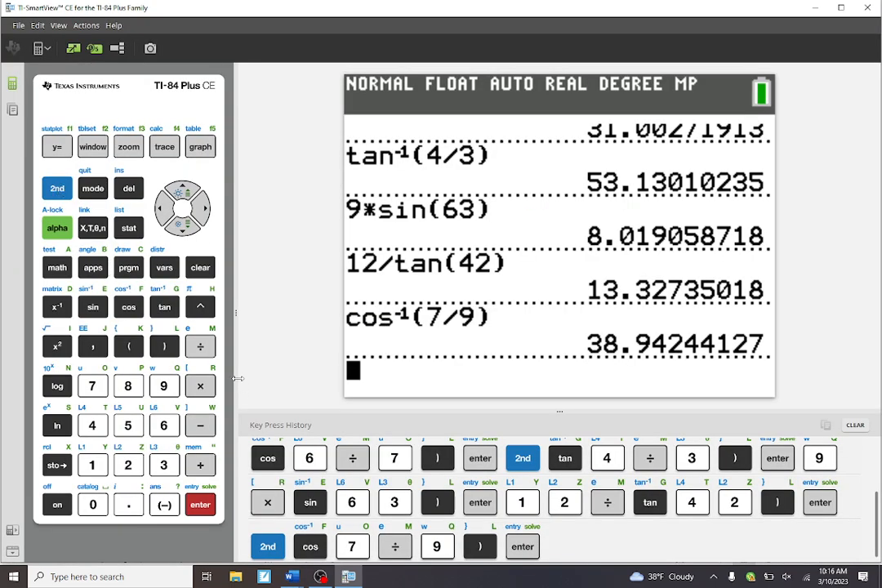38.9. Cos. Wait, alright, 39. Second cos. Second cos. Yeah, I did 7 divided by 9. Yeah, and just 7. 39, 7. What? 39, fine. Is it 38.9? It should be 38.9. If you showed your work, I'll give you credit though.